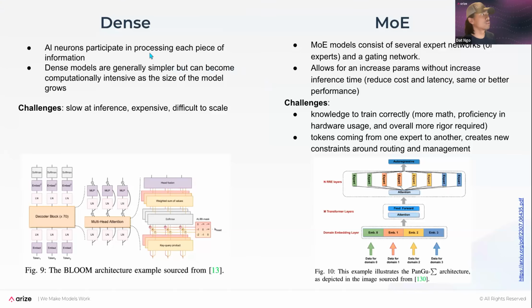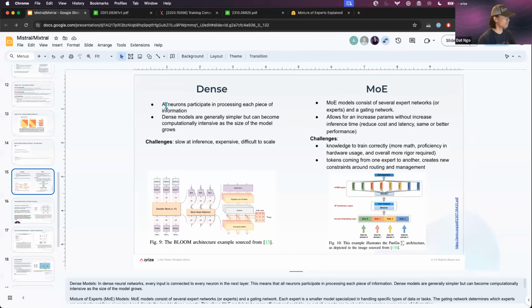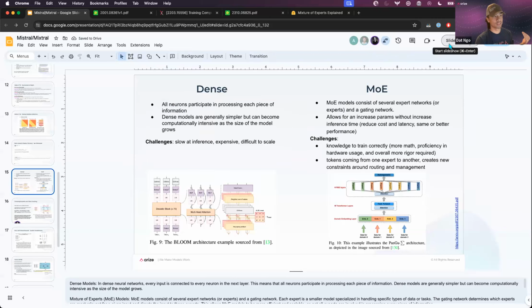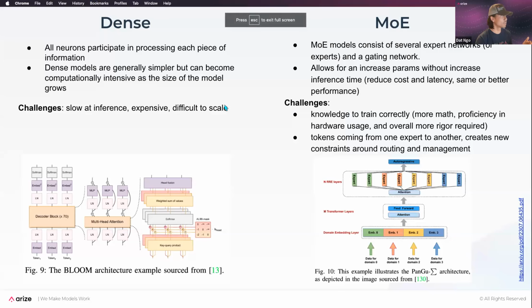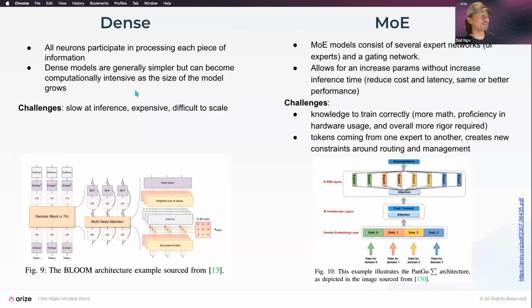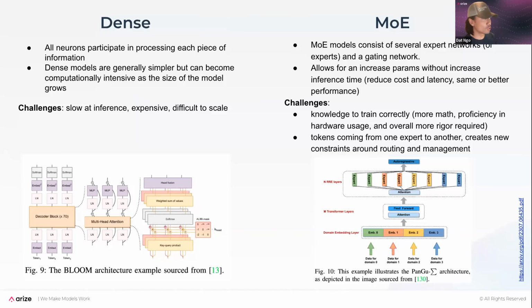Well, when you think about dense, when you run Mistral 7B or a Llama 70B, all neurons participate in processing each piece of information. And that's a pretty key importance. This is what I mean by everything kind of works and we kind of brute force. Dense models are generally simpler, even though they don't seem super simple relative to other things, but they are simpler when compared to mixture of experts.